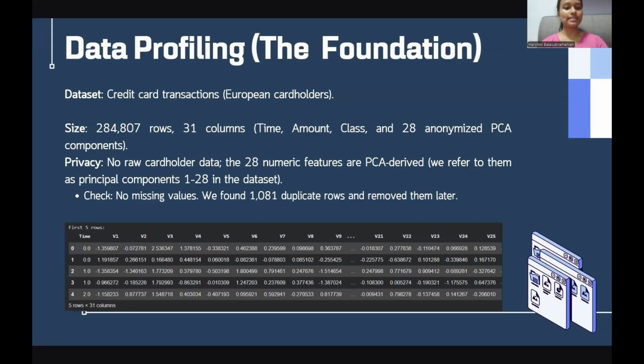The dataset contains European credit card transactions with anonymous features for privacy. It includes over 280,000 records and 31 variables, where most features are PCA transformed components. Profiling showed no missing values, but we identified duplicate transactions, which were removed to prevent bias and leakage. This step helps us understand the structure and limitations of the data before analysis.